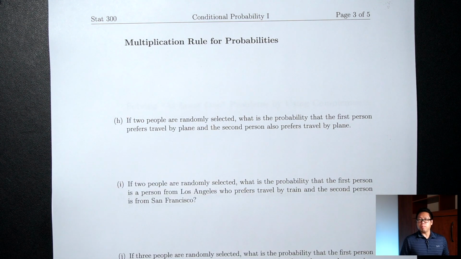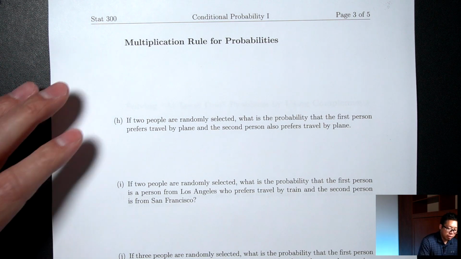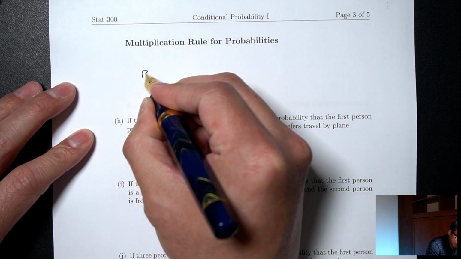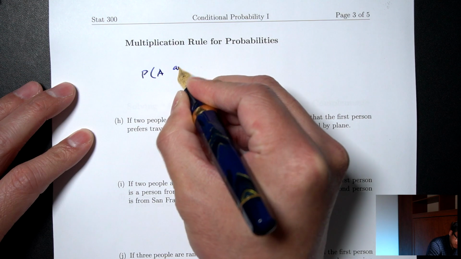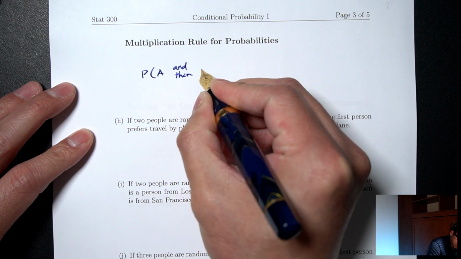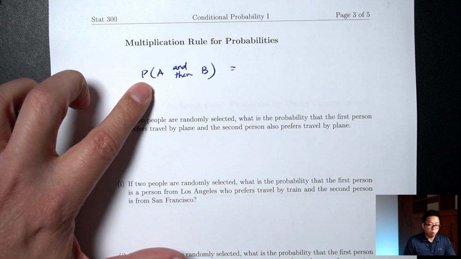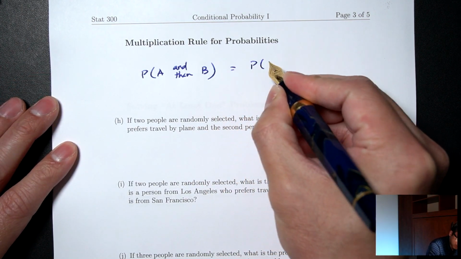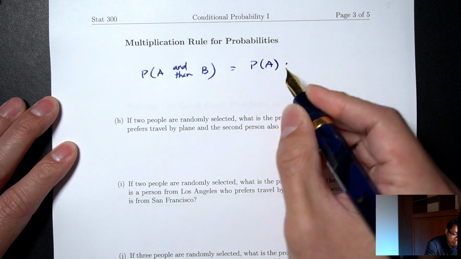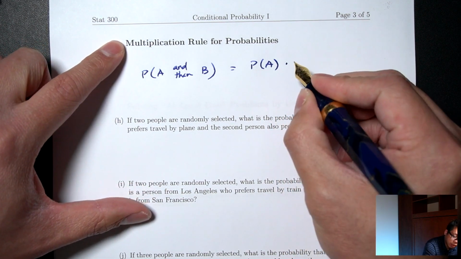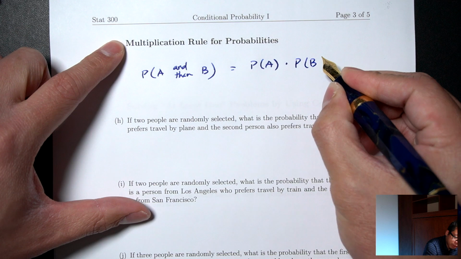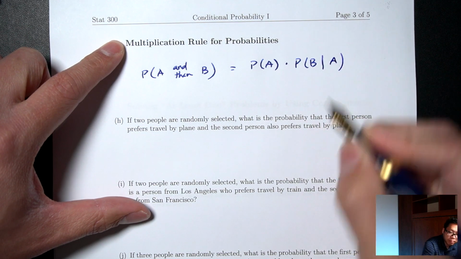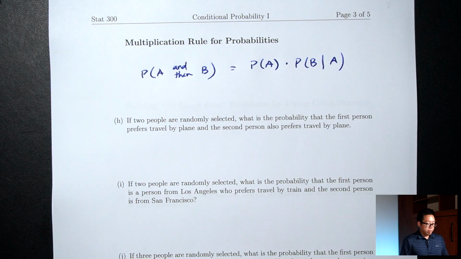We need the multiplication rule. So the multiplication rule tells us how to find that type of probability. It says the probability of A and then B. So selecting one person and then selecting a second person is the probability of A times, that's where the name multiplication comes from, the probability of B given that A already occurred. So let's see how we can use this formula.